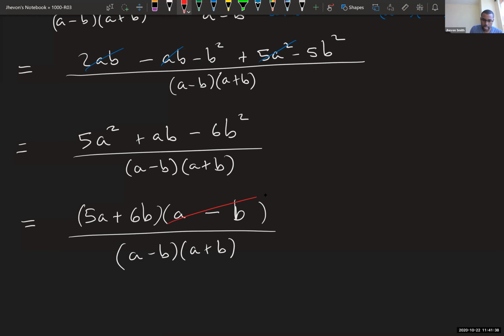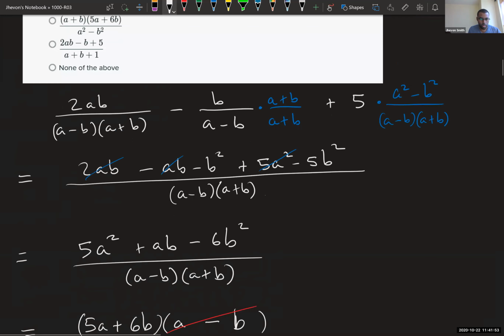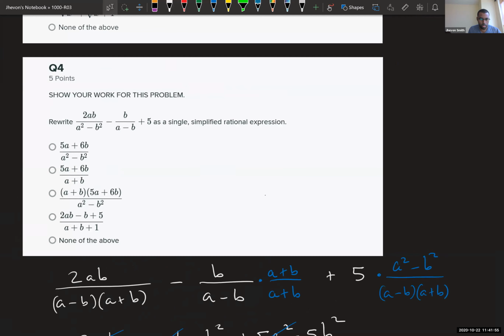Now I notice that this cancels, which is why we don't really multiply out the denominator. We want to see when things would simplify. So an even simpler version of this is 5a plus 6b over a plus b. And that's the second option.